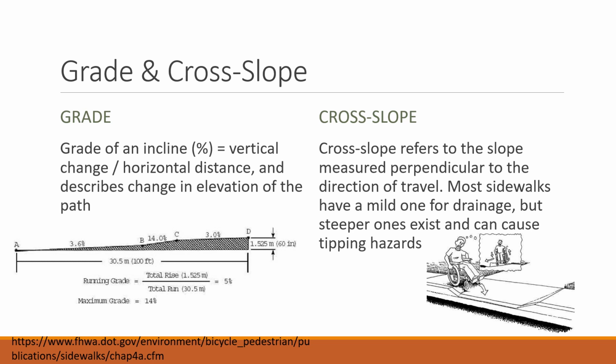The cross slope is referring to the slope measured perpendicular to the direction of travel, typically on the sidewalk. Most sidewalks have a mild one for drainage, but a steeper one exists and can cause a tipping hazard, which is why most cross slopes have a minimum requirement of a 1 to 48 ratio.